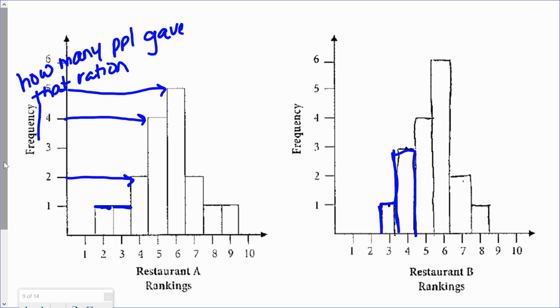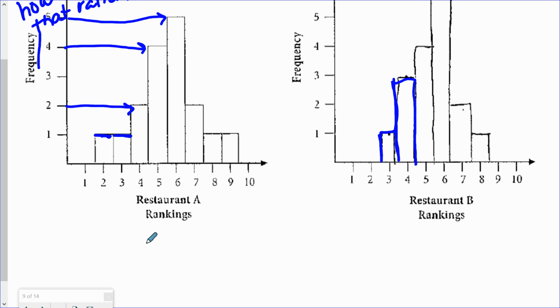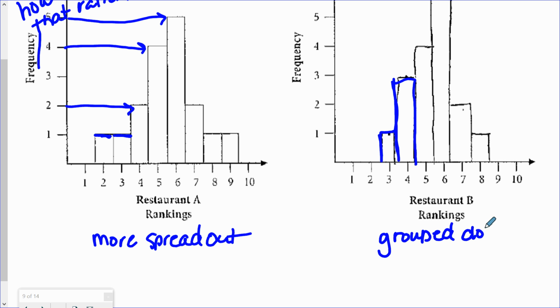And what you can observe based on these two charts is this histogram is more spread out, whereas this is grouped closer together. So these are a little bit tighter together. Again, your range is smaller versus your range here. So that's what those histograms would look like for restaurant A and restaurant B.